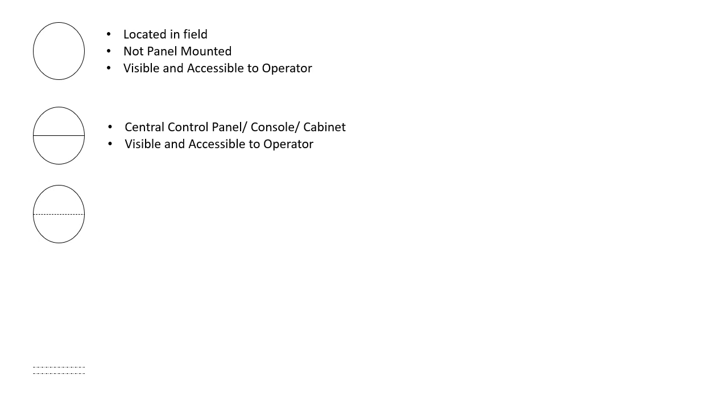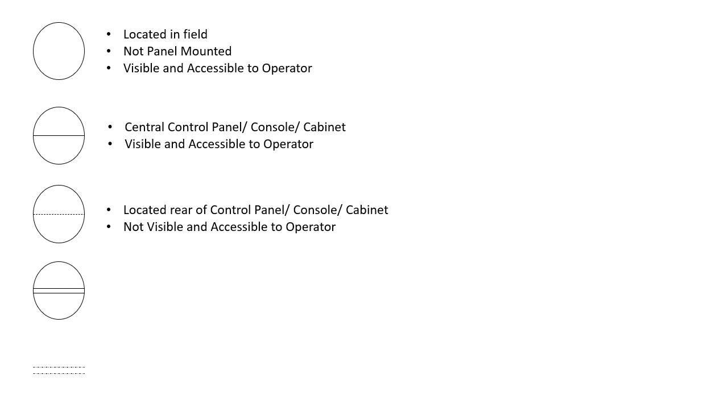If instead of a solid line in the middle of the circle there is a dotted line, then the instrument is located in the control room panel, console or cabinet, but it is located on the rear side of it. As it is located at the rear side, it is not normally visible or accessible to the operator.